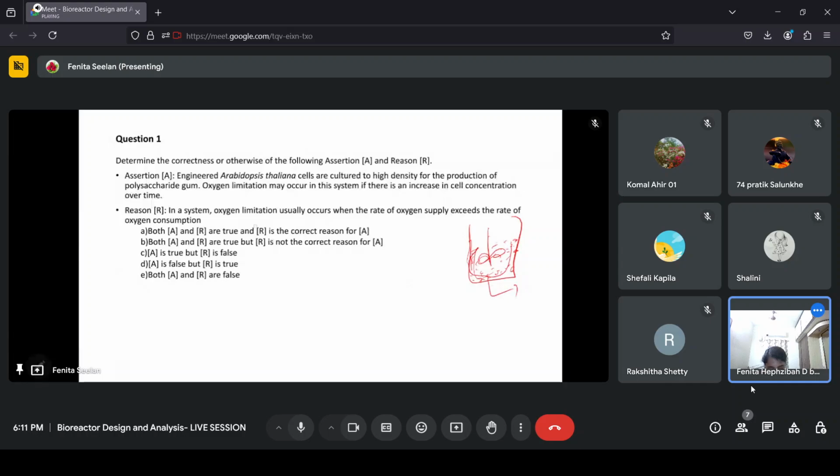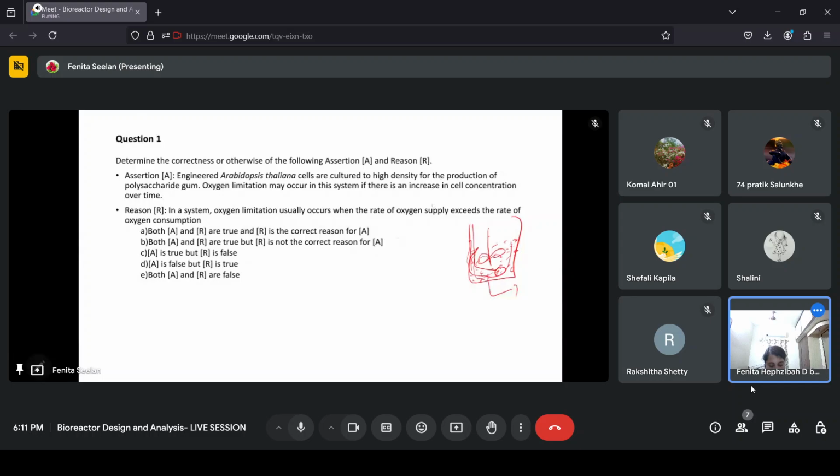inside the reactor. And the reason what they have given is oxygen limitation usually occurs when the rate of oxygen supply, which is what you give externally with the use of sparger, exceeds the rate of oxygen consumption. What is oxygen consumption? The rate at which cells are consuming the oxygen. The statement is not true because this should be otherwise. If the reason was given as, in a system, oxygen limitation usually occurs when the oxygen consumption rate exceeds the rate of oxygen supply, then this would have been true.